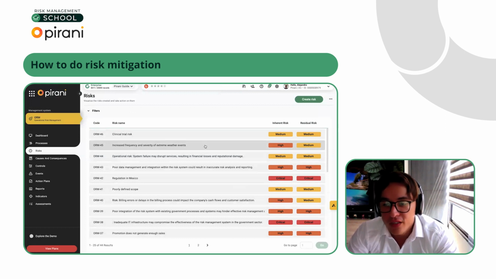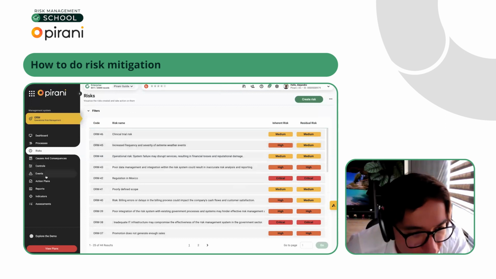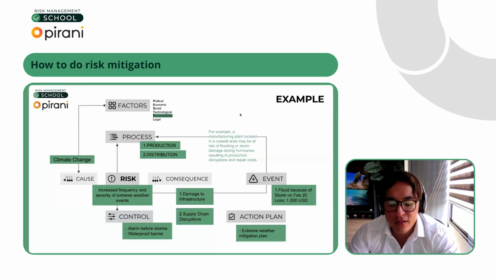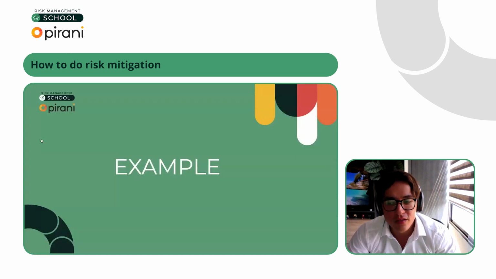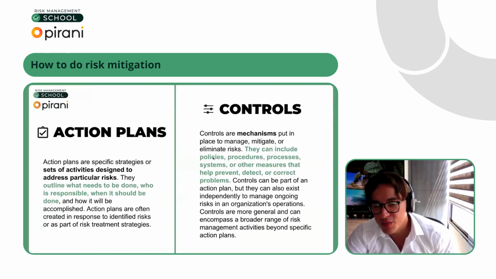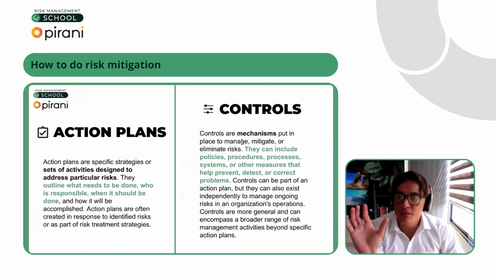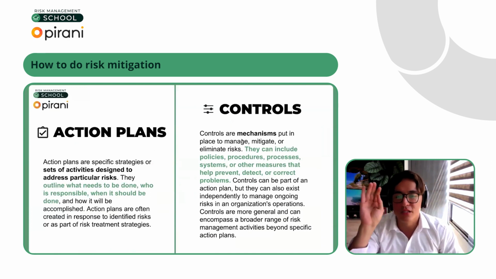Maybe another thing will be to create an action plan. And remember, Anne is asking here about the differentiation. That's a very good question. That's why I have this specific comparative table of what the difference is. So controls are mechanisms that can be policies, procedures, processes.